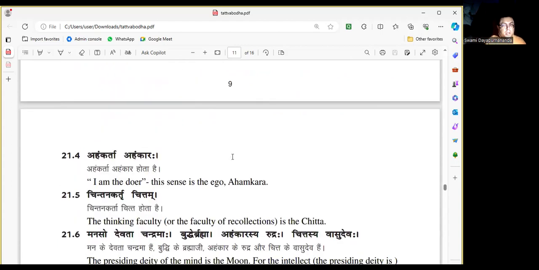In 21.4 he says, Ahamkartra Ahankarah. Ahamkarta, I am the doer. That I am doing this, whatever function we are doing. This sense, this ego, is called Ahankara.